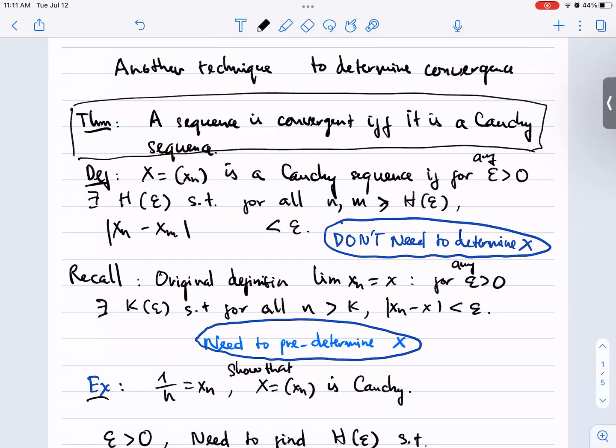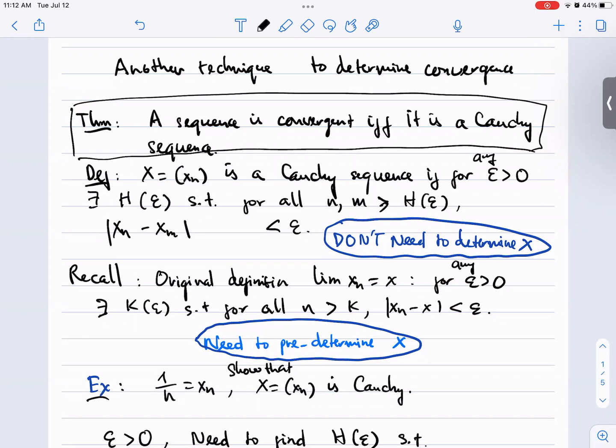And the advantage of this definition is that it is not dependent on a predetermined value x, which would be the limit of the sequence. There's no mention of that x at all.